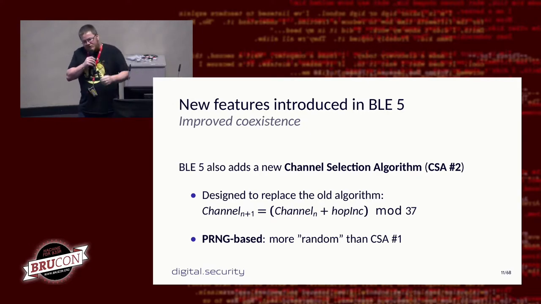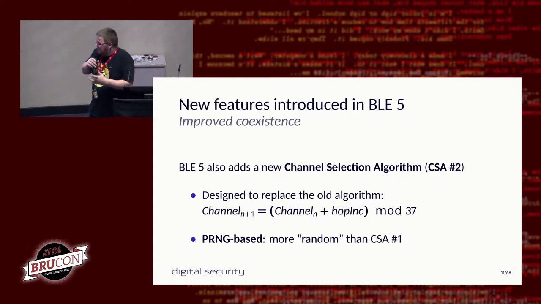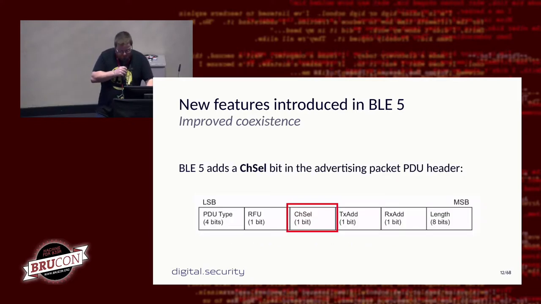So they decided to implement a new channel selection algorithm based on a PRNG, a pseudo-random number generator. And this channel selection algorithm is more random. And in fact, this statistically improved the coexistence of devices.